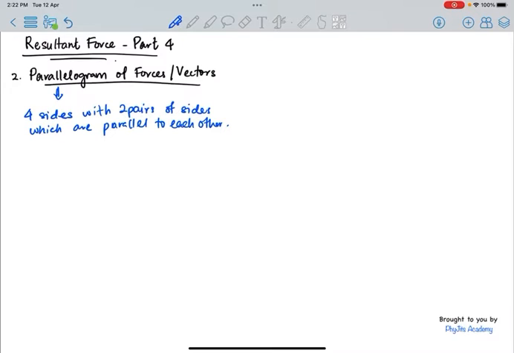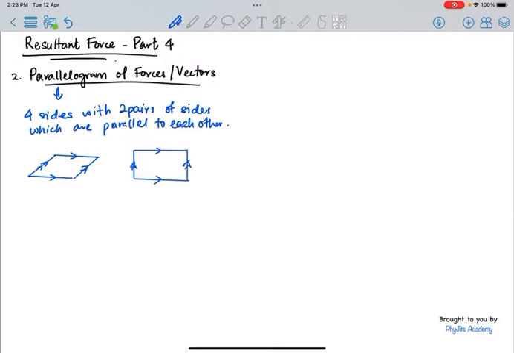We can visualize a parallelogram as in the diagram being drawn here. This is a parallelogram where the two horizontal sides are parallel to each other, and the other two sides are also parallel to each other. By knowing this rule, we can also say that a rectangle is considered a parallelogram because it has two sides which are parallel to each other and the other two sides which are also parallel to each other. So both ways, they are known as a parallelogram.